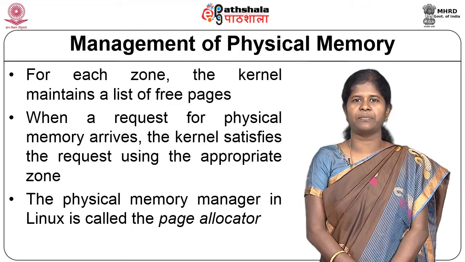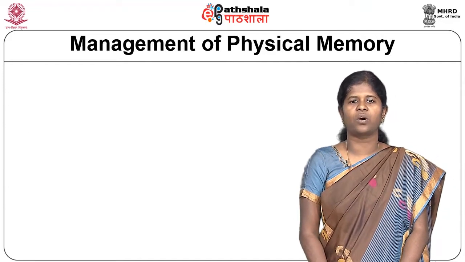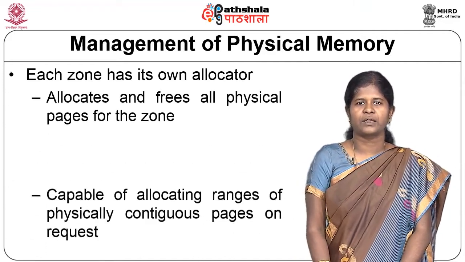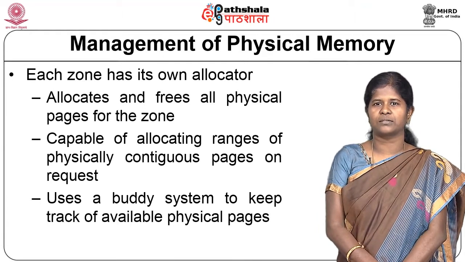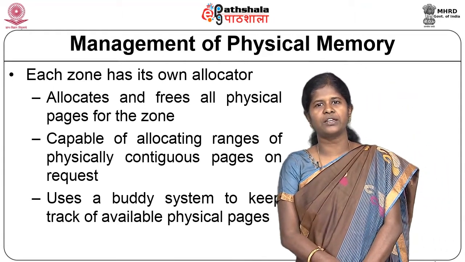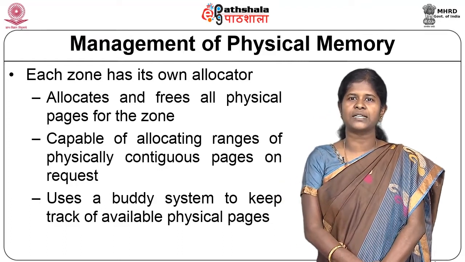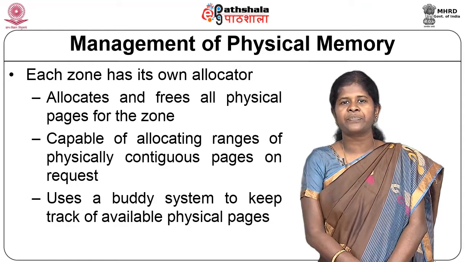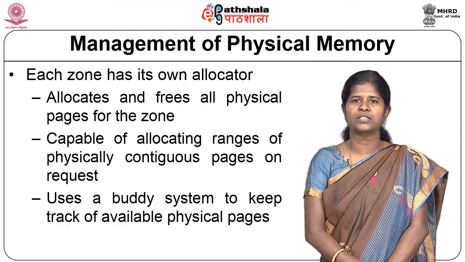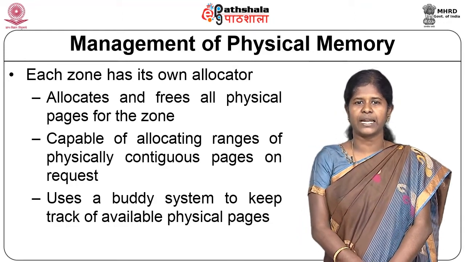So, the physical memory manager in Linux is called the page allocator, and each of the zones will have its own allocator. Multiple zones are there, each zone has got a number of pages, and the pages have to be allocated for requests from processes, and each zone has got a page allocator which does the allocation.